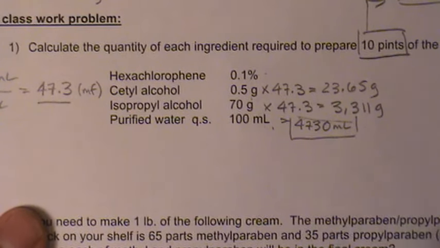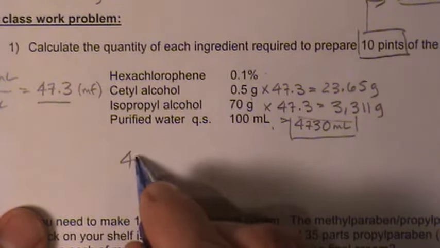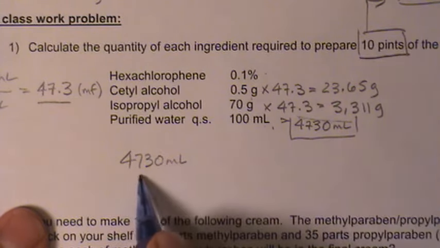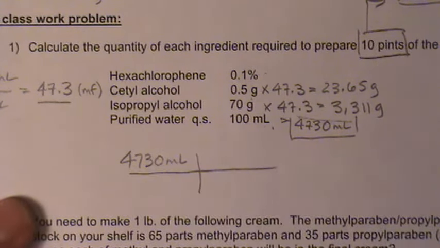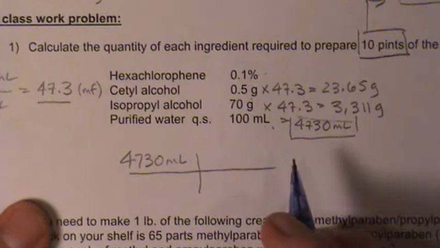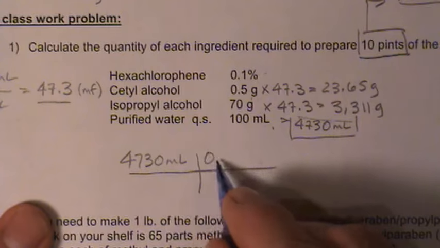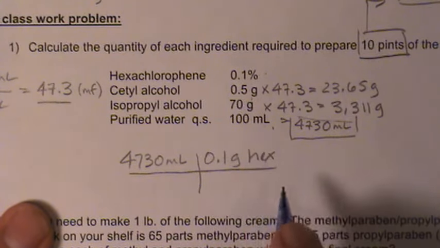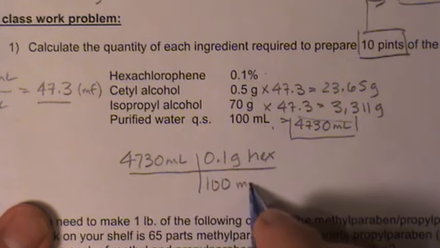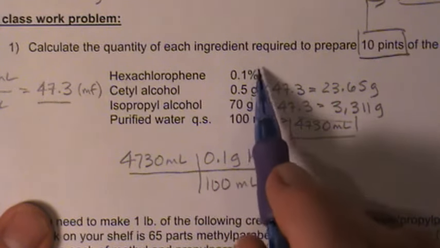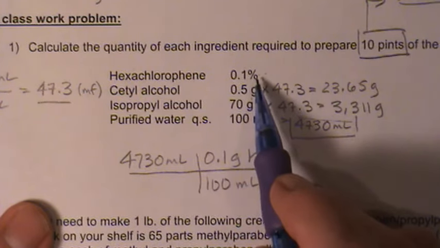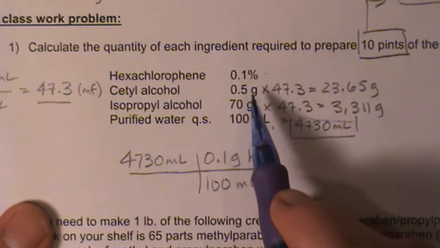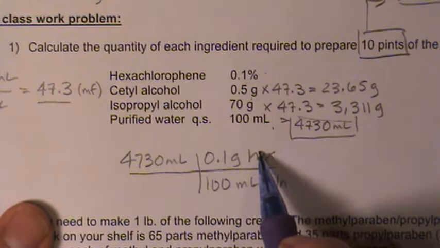We know we need 4,730 mils of a solution, and we know that it needs to be 0.1% of hexachlorophene, which means there is 0.1 grams of hexachlorophene per every 100 mils of solution. Right now, don't be really worried about whether this was a weight to volume or weight to weight. I really should tell you in all the problems so you'll know whether to use grams or mils here, but either way, your math is going to turn out to be exactly the same, right?